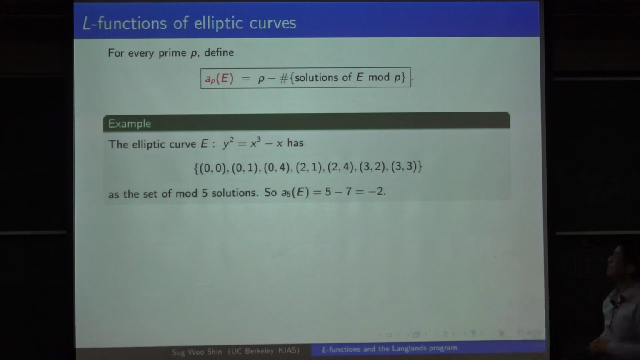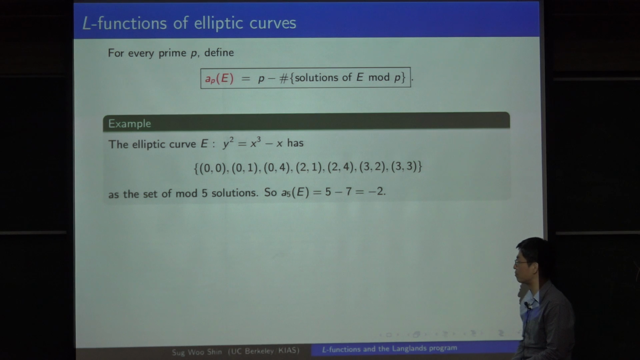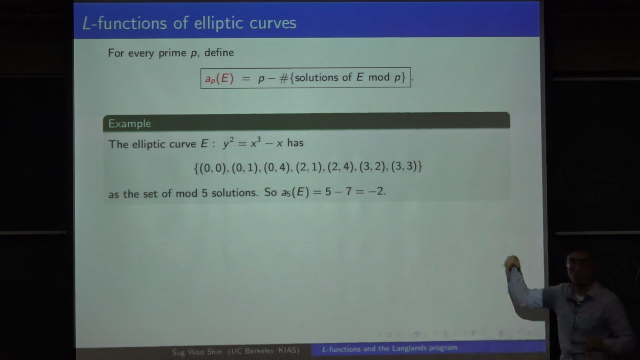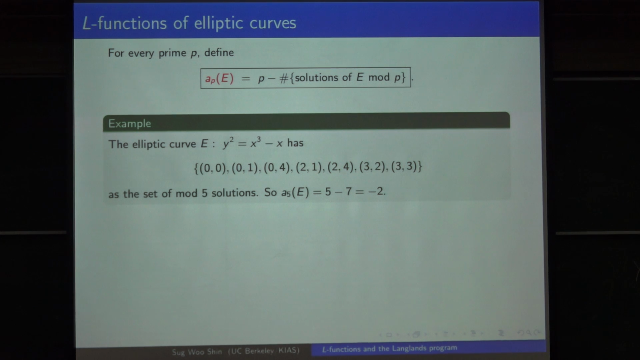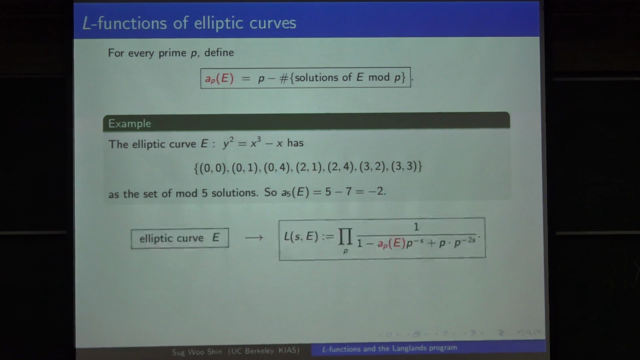So an example, I mean, it's really an elementary thing. If you want to just fix an elliptic curve equation and then fix a prime, you just count the number of mod 5 solutions. I mean, this is easy to do. So in particular, with help from a computer, you can generate a huge database to try to understand these numbers. But the definition looks like this.